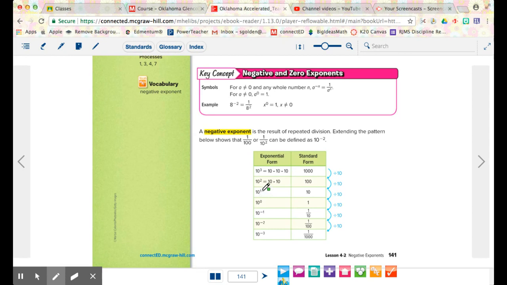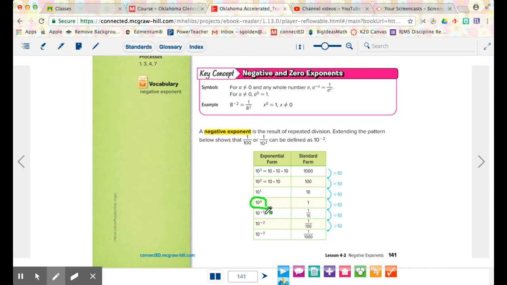10 to the first power, we don't ever write that because that just means 10. There's 1 ten or 1 zero. Now, 10 to the 0 power means there's 0 zeros. Okay, so any number to the 0 power will always equal 1 because it means there are no 10s. So it's just 1. And if you notice, this works because you're dividing by 10 each time.